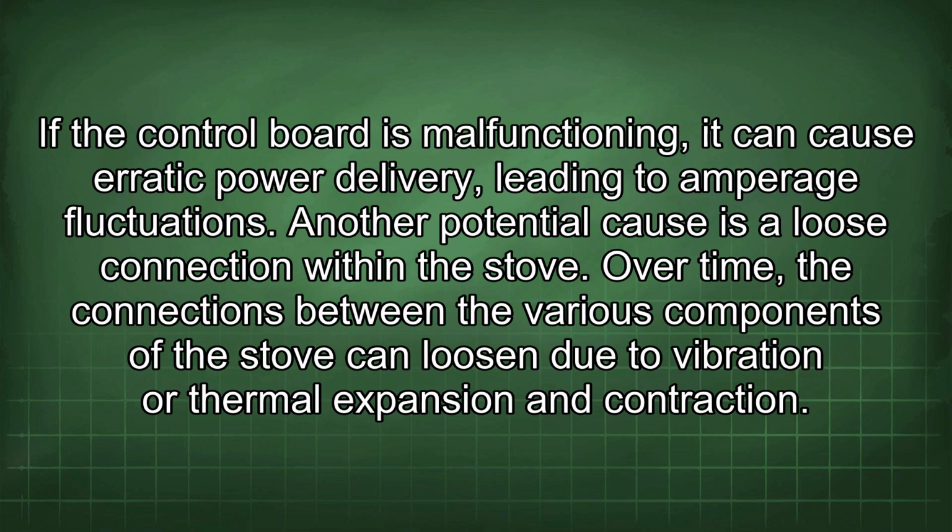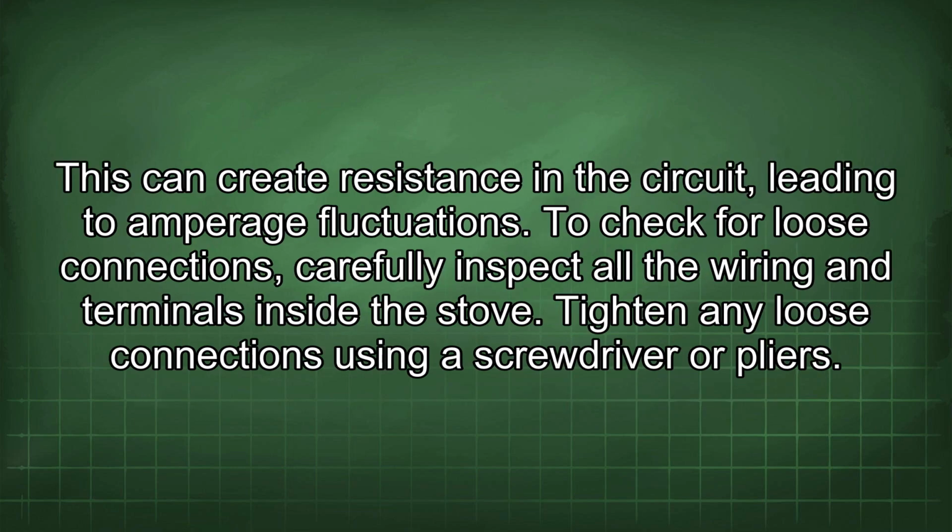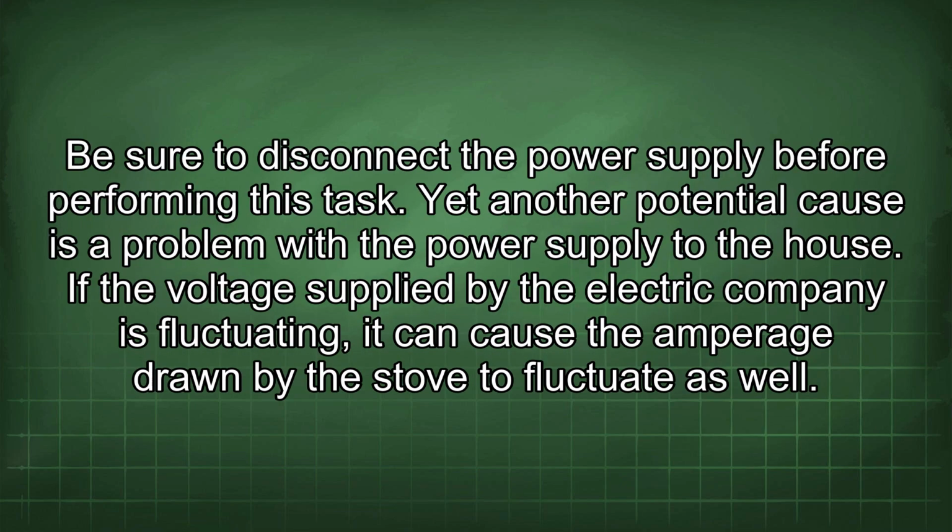Another potential cause is a loose connection within the stove. Over time, the connections between the various components of the stove can loosen due to vibration or thermal expansion and contraction. This can create resistance in the circuit, leading to amperage fluctuations. To check for loose connections, carefully inspect all the wiring and terminals inside the stove. Tighten any loose connections using a screwdriver or pliers. Be sure to disconnect the power supply before performing this task.